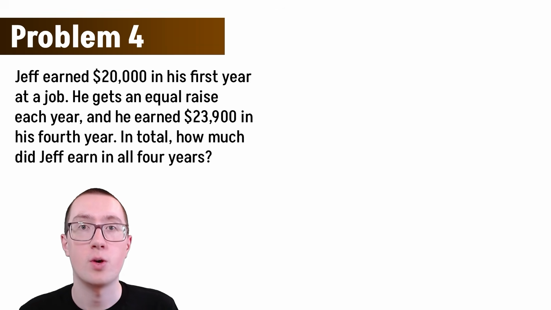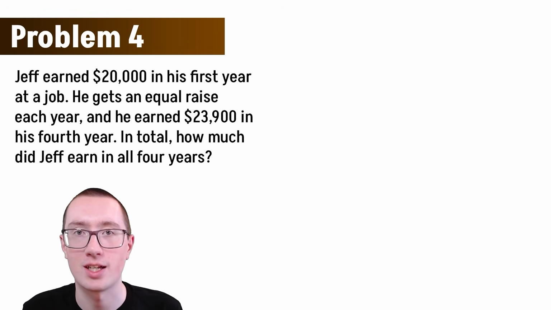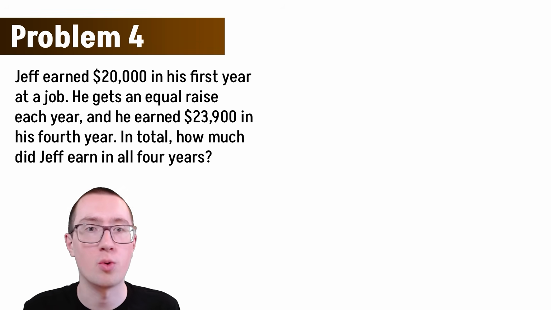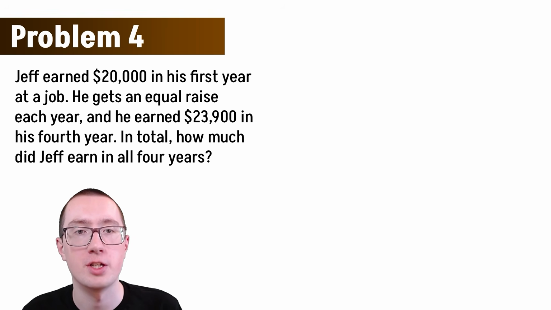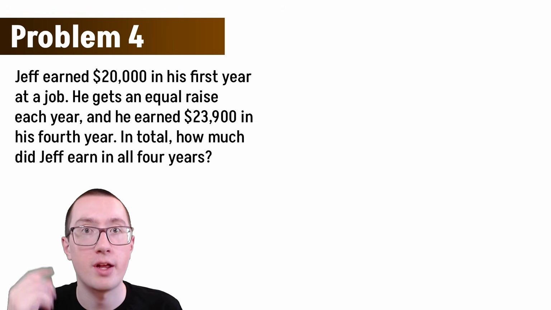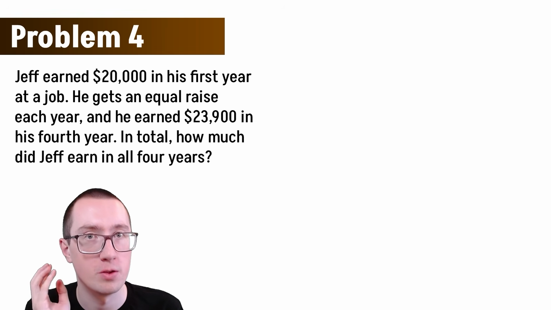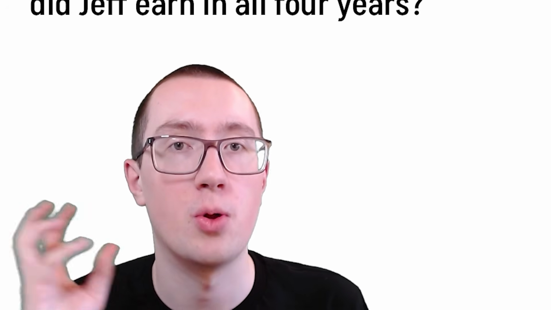So whenever I see a question with a bunch of information, actually the first thing that I do is I look down at the last sentence. I know that seems like cheating, but it's just going to throw a bunch of words and stuff at us, and then it's going to ask us a question. The question is, in total, how much did Jeff earn in all 4 years? So that's what I'm looking at first. Now that I have in my head that we need to find the full 4-year amount, then I go back to the information and try to pull out what's important.